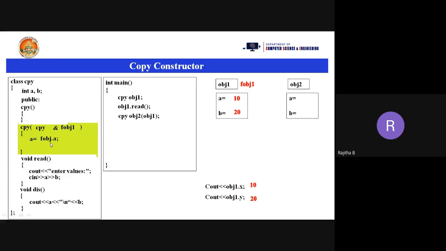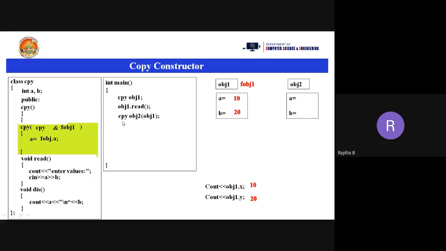Yes, ma'am. So FOBJ1 dot A. What is the value? 10. So that will be assigned to data member A. What is data member A on the left hand side here? By default it is OBJ2 only. Why is it taking OBJ2 only? Now see this statement.